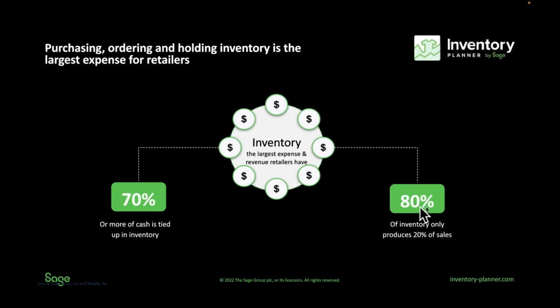Another stat that's worth noting is 80% of inventory only produces 20% of sales. And again, these are your averages, if you will. We've surveyed about 500 plus retailers in order to come up with these numbers, but we'll get into more of that later on. But let me repeat that. So 80% of inventory only produces 20% of sales. Another way to think about that is 20% of inventory produces 80% of sales.